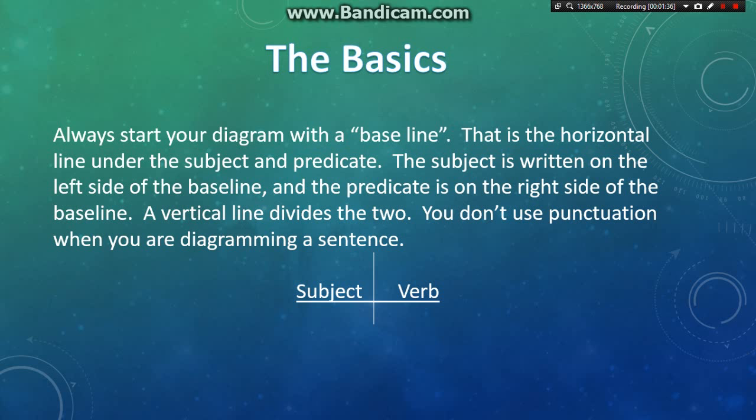So we're going to start with the basics. And you always start your diagram with a baseline. That's what you put your sentence on. And it's the horizontal line under the subject and the predicate. The subject is written on the left and the predicate is written on the right. The only thing that you need to actually put on the front flap underneath the word the basics is the little diagram at the bottom of this slide. Subject/verb. That's how you would set it up. So do write that right now and then open your flap because you're going to put some examples.